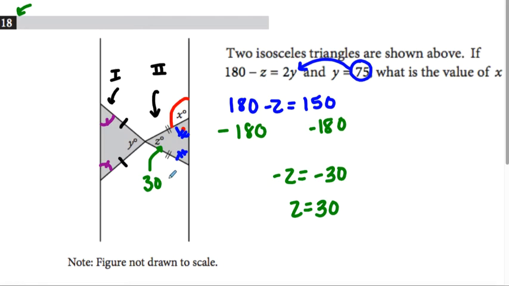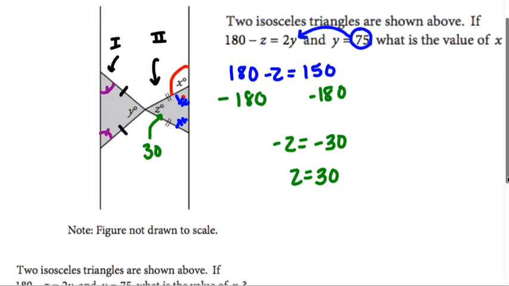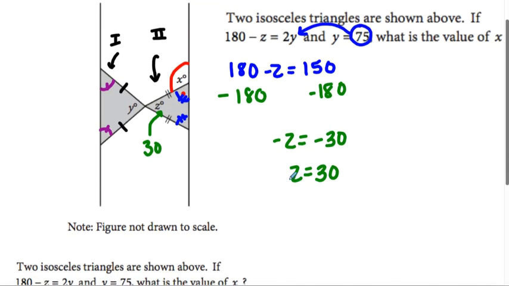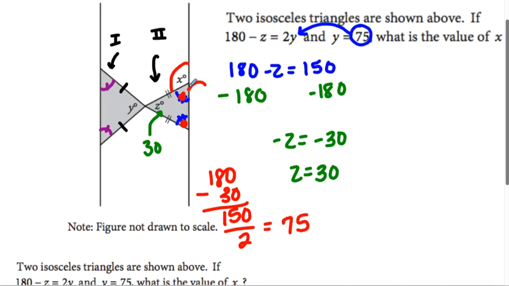Well, you know from geometry that the three angles of a triangle have to equal 180 degrees. And these two angles are equal to each other. So all three of them have to equal 180. And I know that these two angles together have to equal 150 because 180 minus 30 is 150. So 150 divided by 2, we're back to that 75. So this angle right here is 75 degrees.